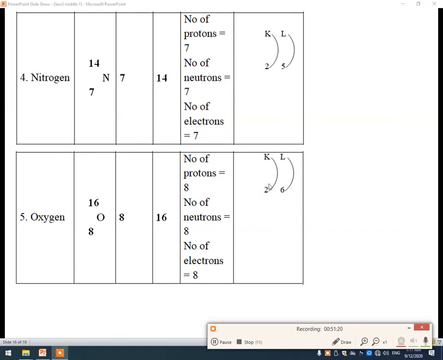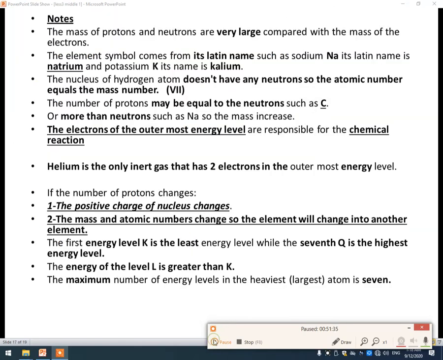So how many electrons are left? 6. So we will put them in another energy level, which is L. So the electronic configuration of oxygen is K2 L6. We have here some notes, like we said before, that the masses of protons and neutrons are very large compared with the mass of the electrons, which is negligible.